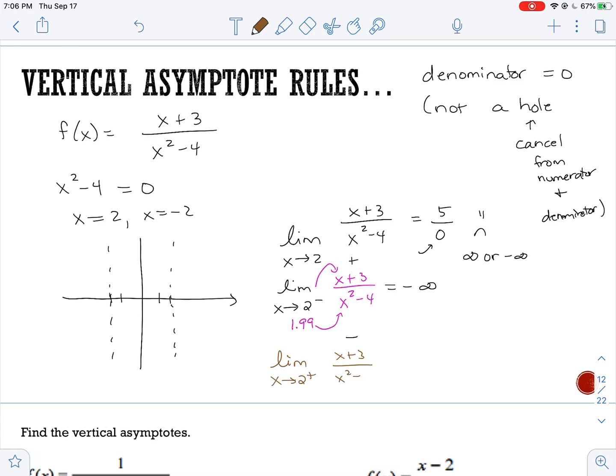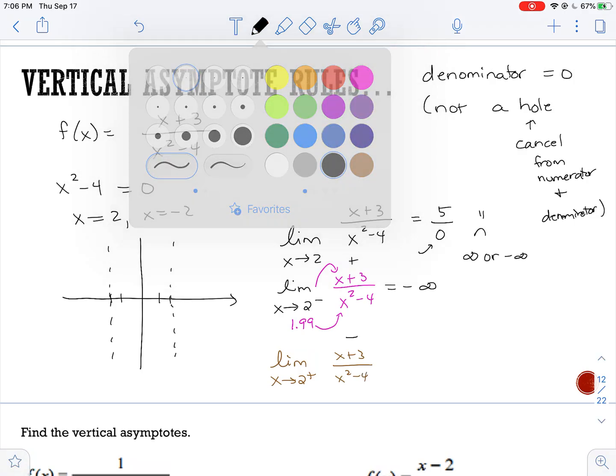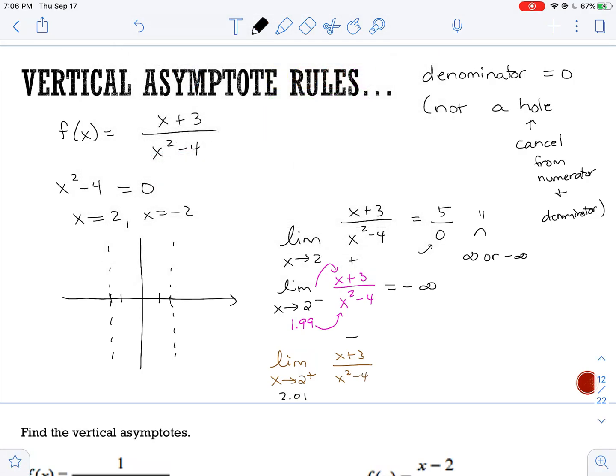So what's happening as I approach 2 on the right-hand side of (x plus 3) over (x squared minus 4)? A number a little bit bigger than 2 could be 2.01. If I took 2.01 and plugged it into the numerator, I'd get a positive. And if I plug it into the denominator, 2.01 squared is bigger than 4, so if I subtract them, I would get a positive. So this is going to be positive infinity.